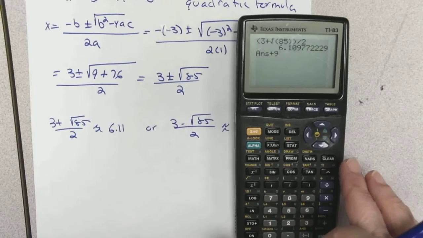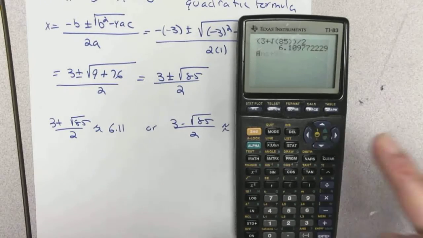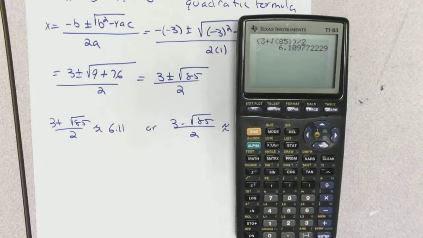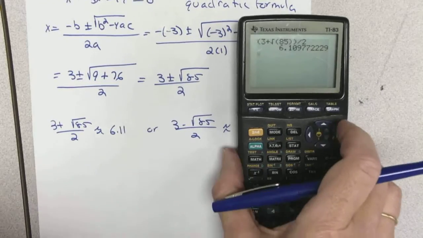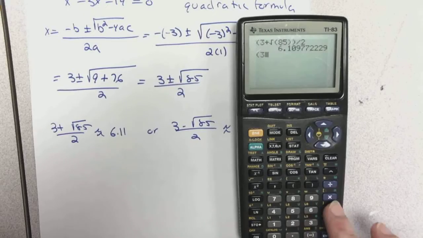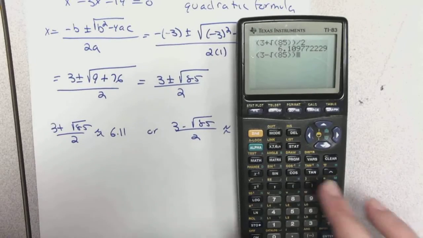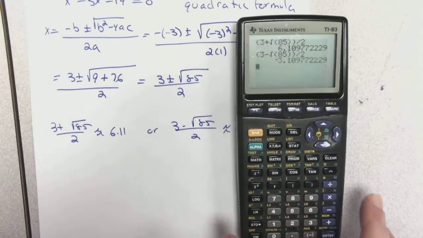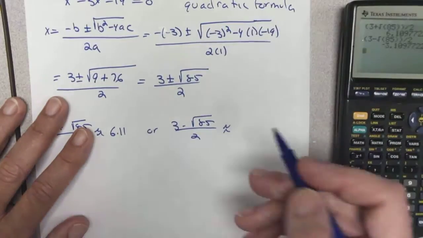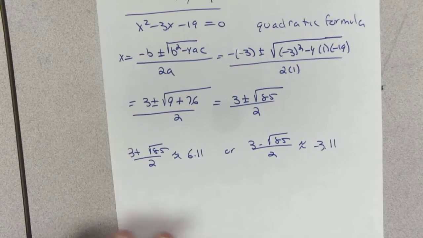I'll do it again, second and entry. Well, now I've screwed it up. Oh well, pretend I didn't do any of that. Okay, let's just type it in there. If I hadn't screwed it up, you could just hit second entry and go back and edit that line, but I screwed it up. So we'll just type the whole thing again. 3 minus, this is how you know that I'm pretty much doing this live. I screw things up. 3 minus the square root of 85, all divided by 2. And that comes out to be roughly negative 3.11. So there comes my 2 answers.